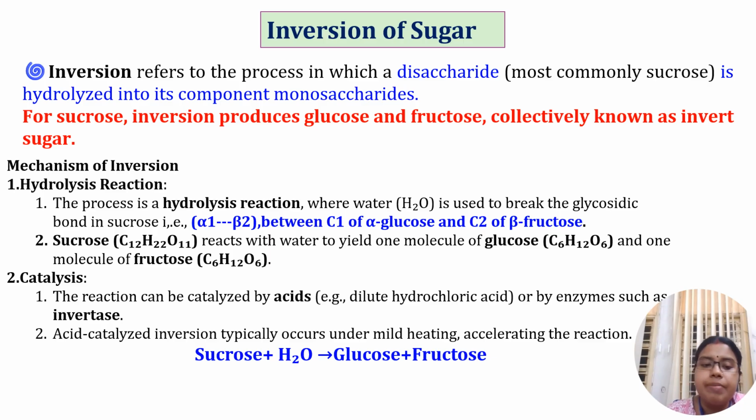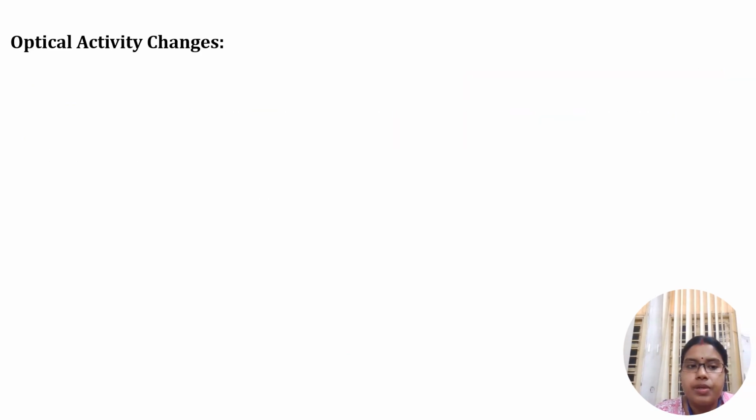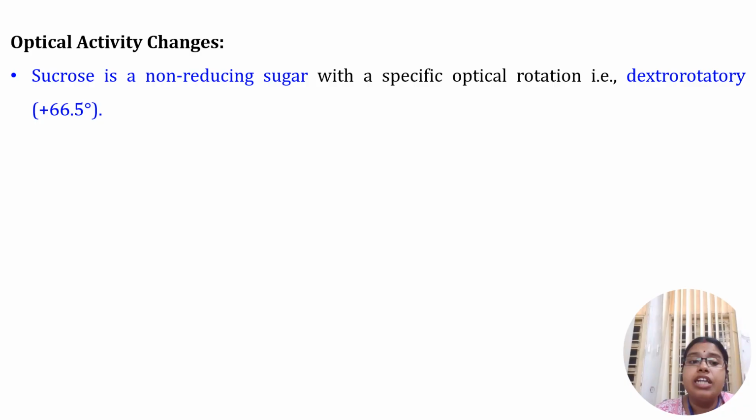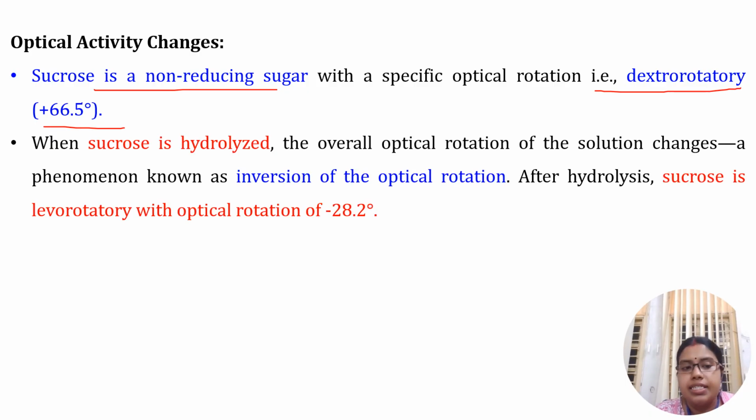The hydrolysis can be catalyzed by acid or by an enzyme like invertase. So sucrose, with the help of this enzyme and a water molecule, will form glucose and fructose molecules. There is a change in the optical activity. That's why it is known as inversion. Sucrose, normally a non-reducing sugar, has a specific optical rotation of plus 66.5 degrees. So it is dextrorotatory.